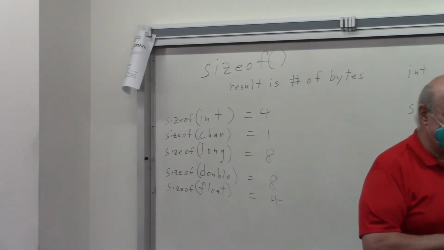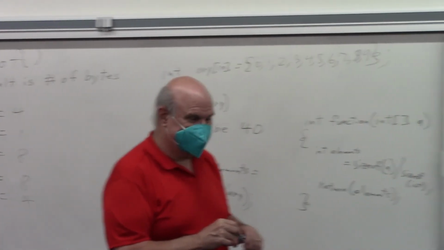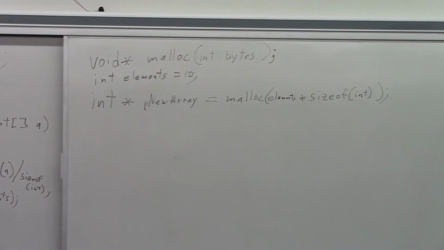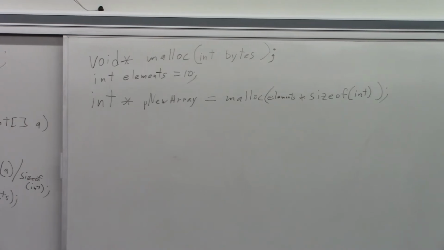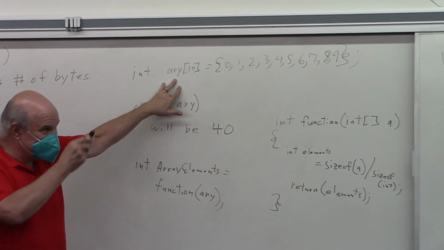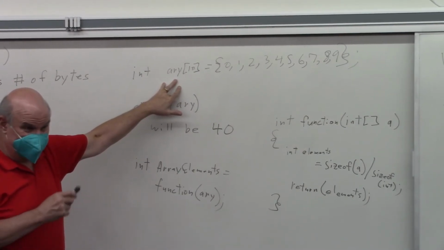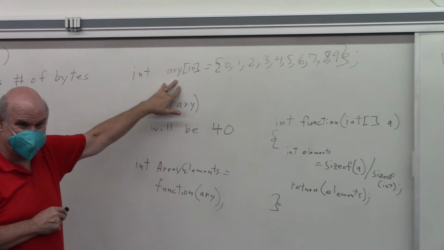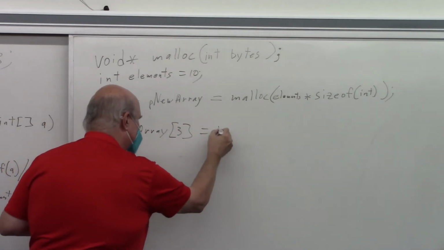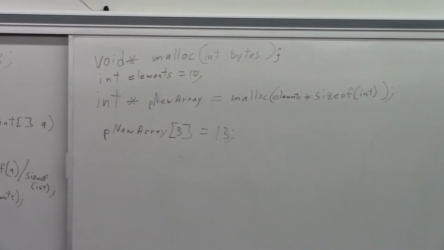Okay, we've allocated a new array. How can I access this array? Remember, if you recall from last week, a pointer and an array are the same thing. If I declare this int array, if I use ARY, I can use it as a pointer. Similarly, I can use pNewArray, which is a pointer to a set of integers, as an array. Perfectly valid. I have assigned 13 to the fourth element in that chunk of memory I assigned.